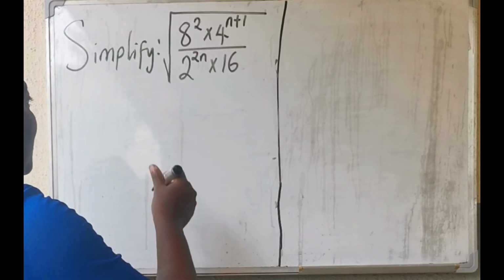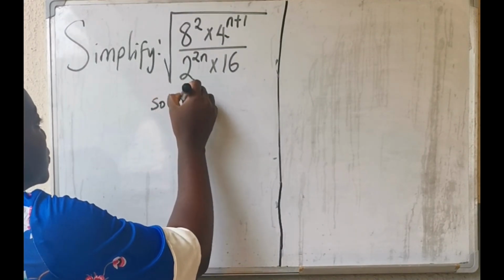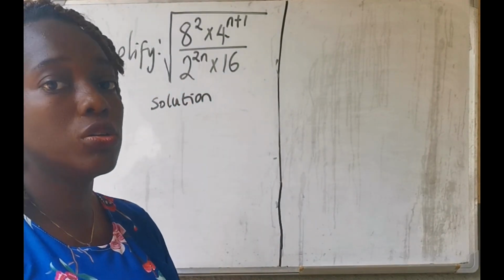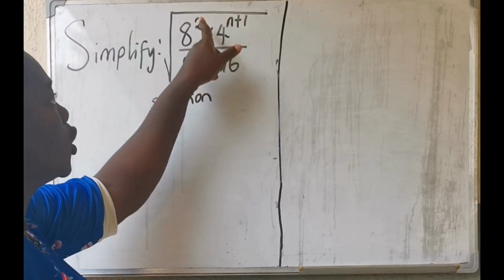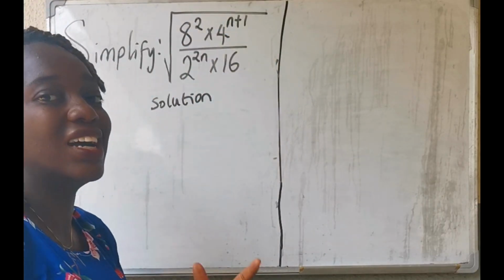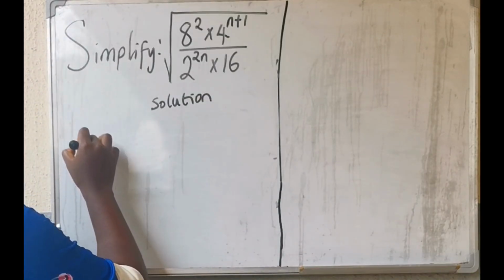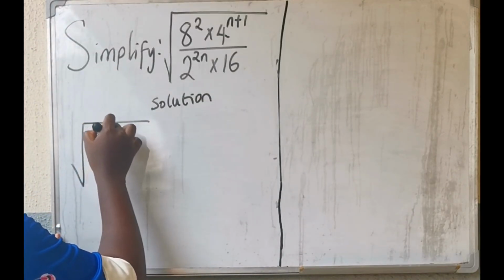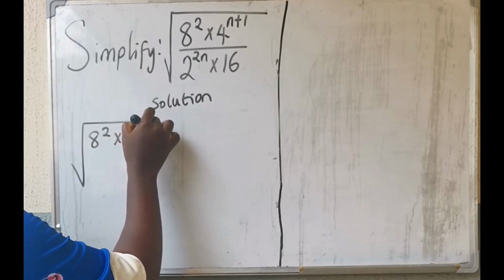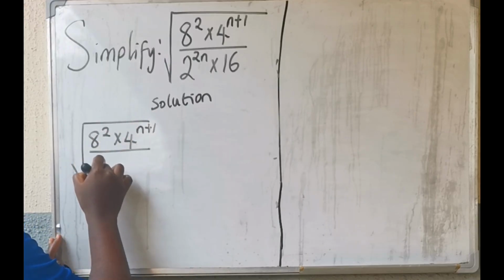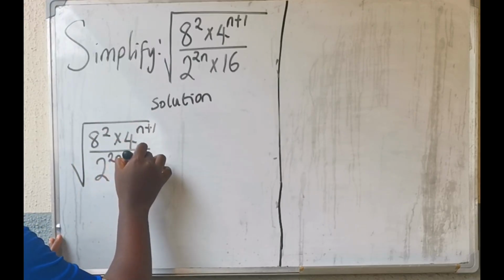Let's simplify the right solution. Now, before solving for the square root, look at the one inside and check if there is any way you can work around it. Now, we have the square root of 8 raised to the power 2 times 4 raised to the power n plus 1 all over 2 raised to the power 2n times 16.